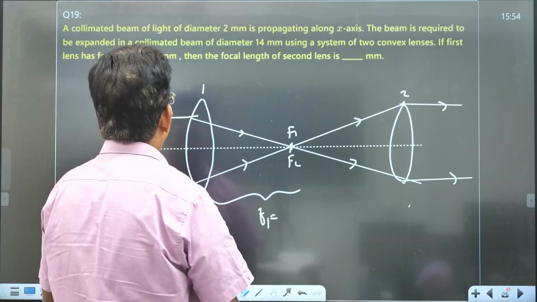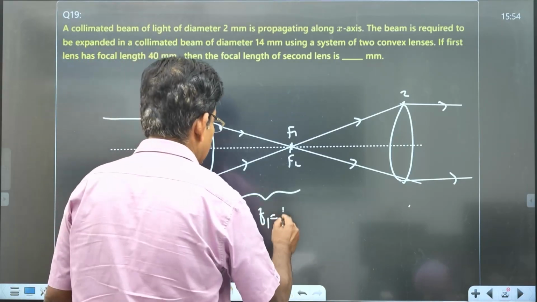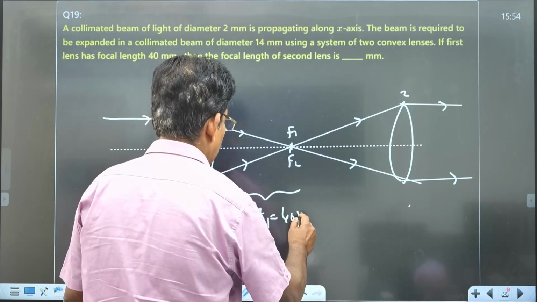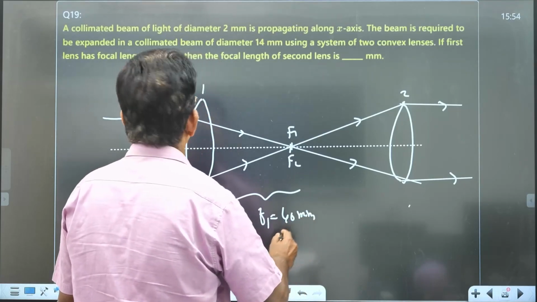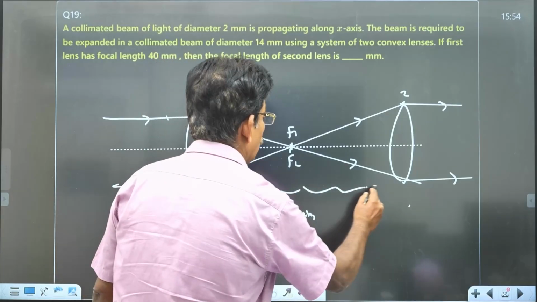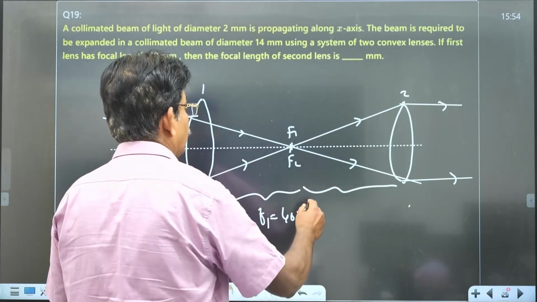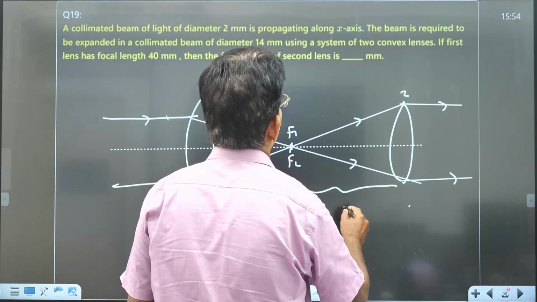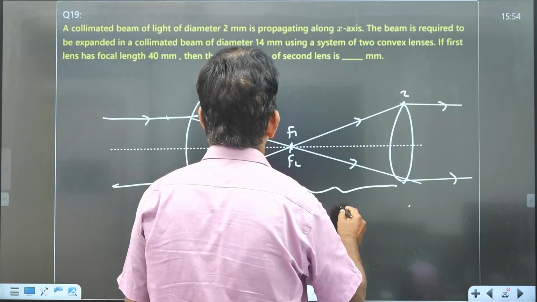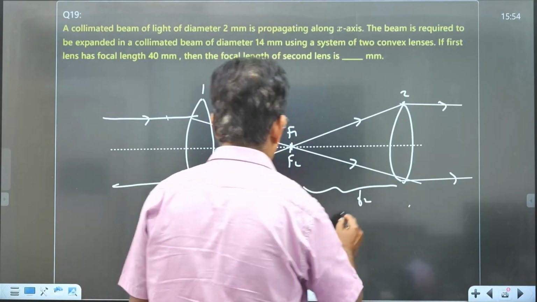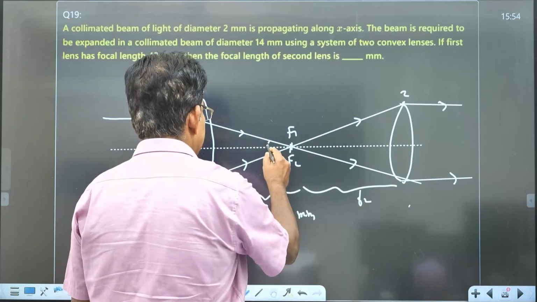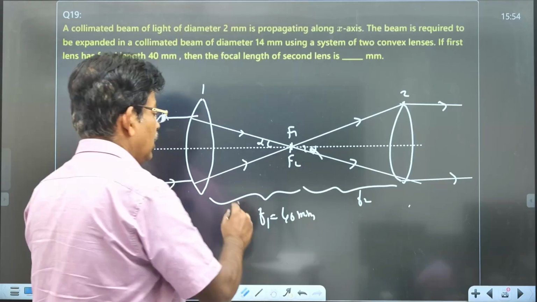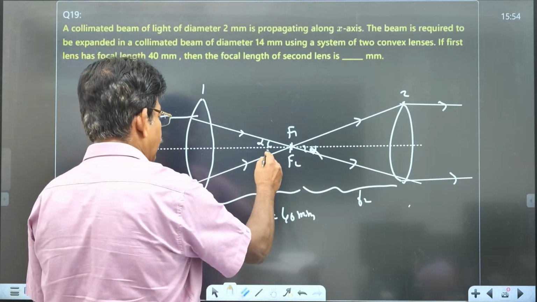Using two convex lenses, the first lens has focal length 40 millimeter. Now, this is also the first focus of the second lens. So this distance should be equal to the focal length of the second lens. You have to calculate the focal length of the second lens, F2. Now tell me, if this angle is alpha, vertically opposite, this is also alpha.